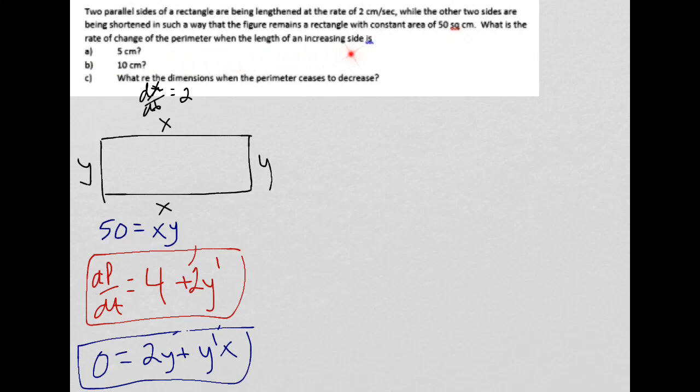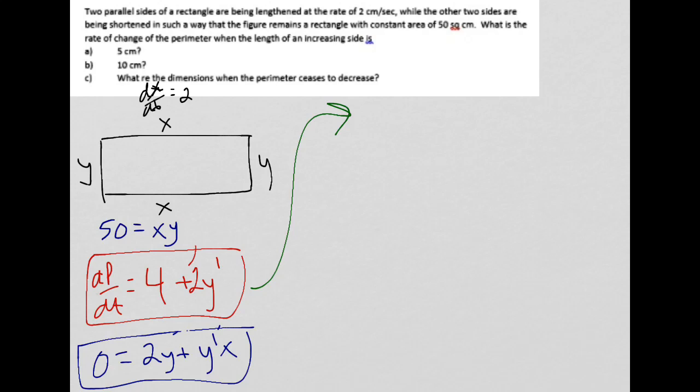Alright, so part C. What are the dimensions when the perimeter ceases to decrease? So, remember, we got a negative 4 for the dP/dt here, and we got a 2 for the dP/dt here. So what's the transition between when dP/dt goes from negative to being positive? I know that's going to happen when this thing is equal to 0, right? Because when it goes from negative to positive, it's going to change through 0.